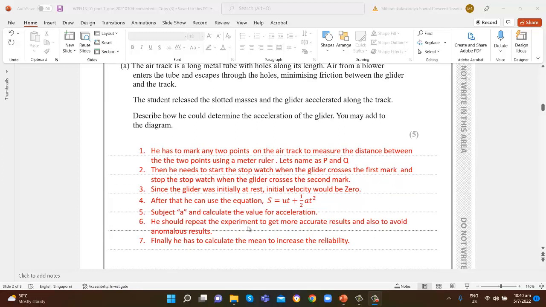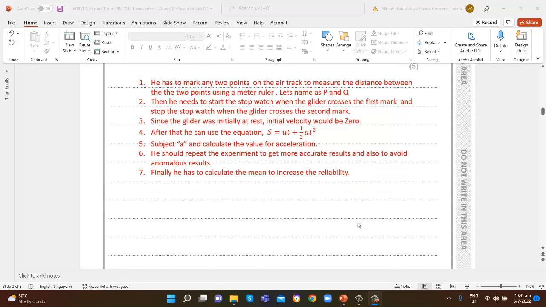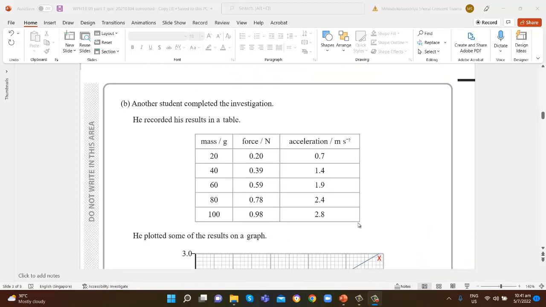So he should repeat the experiment. Why should he repeat? To get more accurate results and also to avoid anomalous results. Finally, you calculate the mean of all to increase the reliability more. So you write what you know. Okay, that's it. Now go to part B.